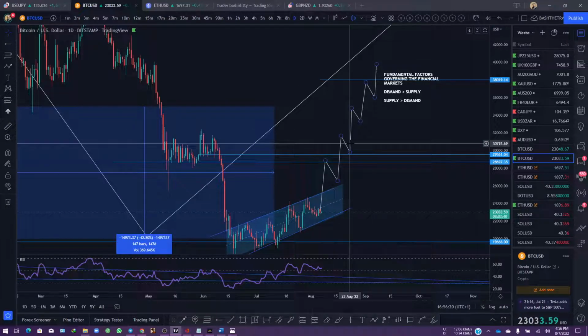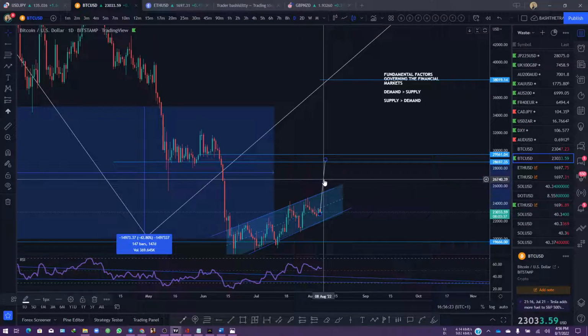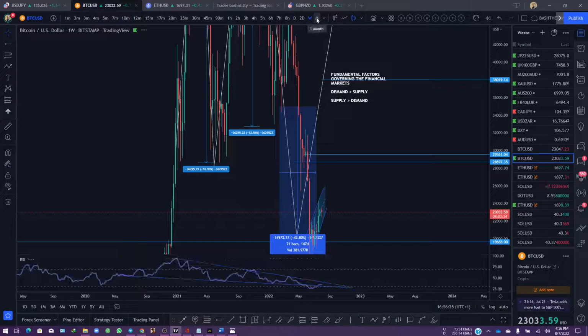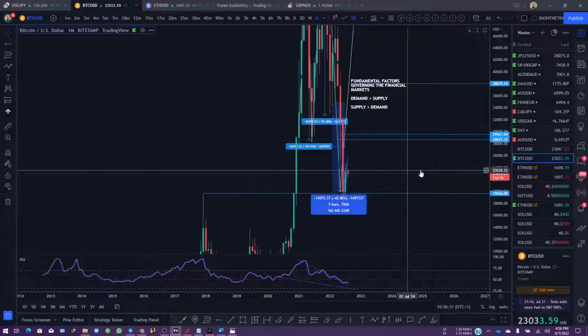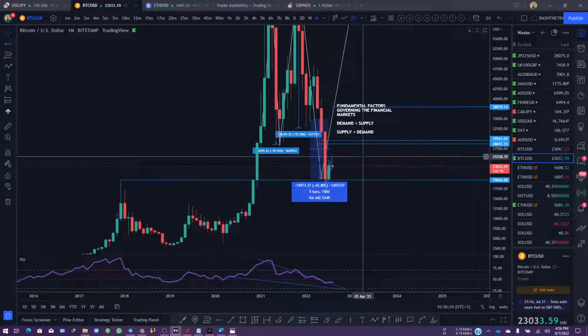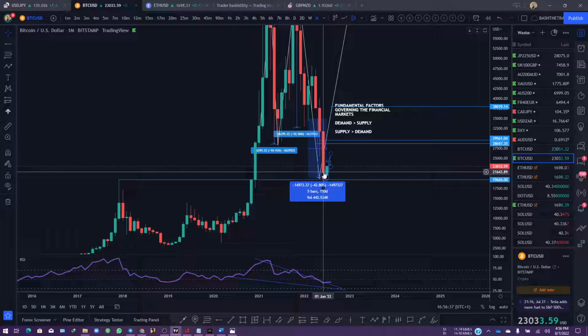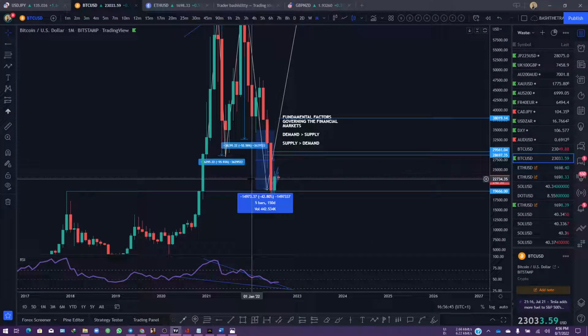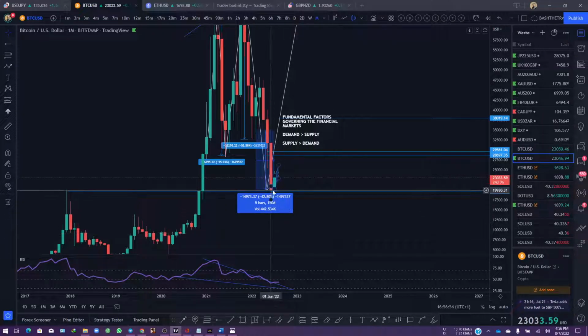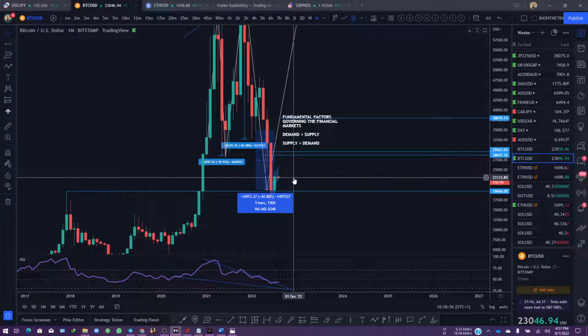So let's go back to the weekly or the monthly to see what's going on. As you can see on the monthly time frame, last month was bullish and the previous month was bearish, so there's a correction going on in the market. This is a very critical decision point for Bitcoin right now. That is where the price is currently trading, at $23,000. So we're expecting a reaction from here. This is where the big reaction is going to happen.